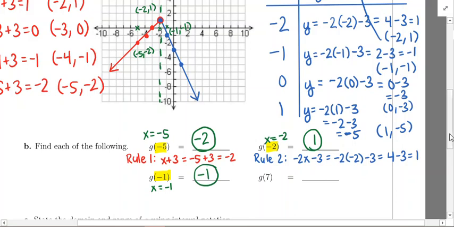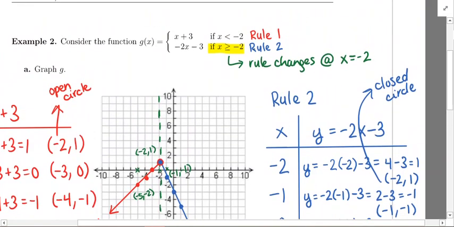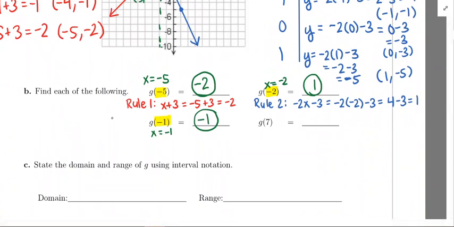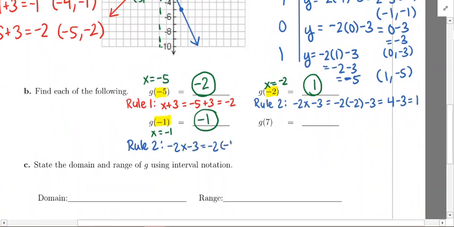Again, looking at the formula, if your x value is -1, that's going to cause you to use rule number 2 because an x value of -1 is bigger than -2. So here you would use rule 2. For rule 2, -2x minus 3, you would plug in -1 for x. You'd get -2 times -1 minus 3. -2 times -1 is positive 2, minus 3, which gives you the -1.